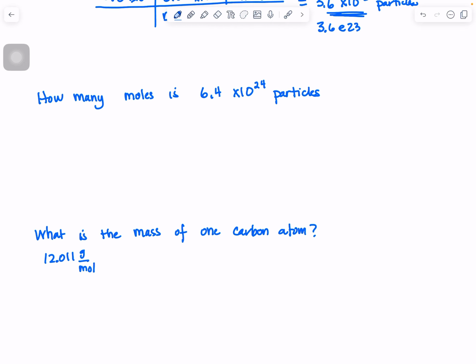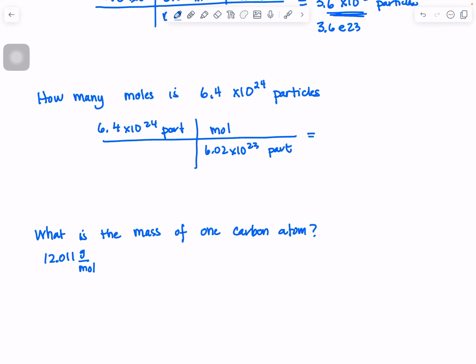How many moles is 6.4 times 10 to the 24th particles? So again, we're going to do a train track, 6.4 times 10 to the 24th particles. Again, I write out my labels so that I know I don't make a mistake. I know a mole is 6.02 times 10 to the 23rd particles.